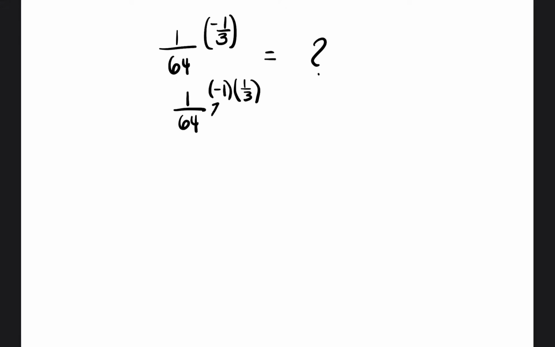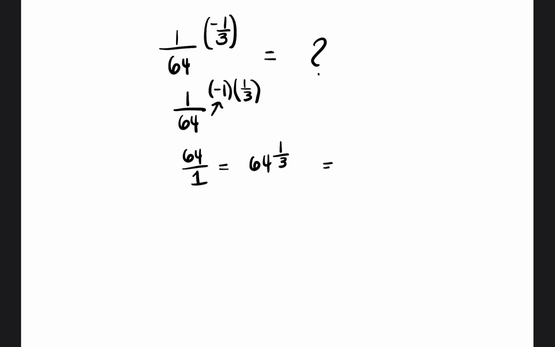So anything to the power of negative 1, you just switch where it is. In this case, the 64 is on the bottom, so you would just move the 64 to the top. So it would be 64 over 1, or that's just equal to 64. So now it would be 64 to the 1/3 power.